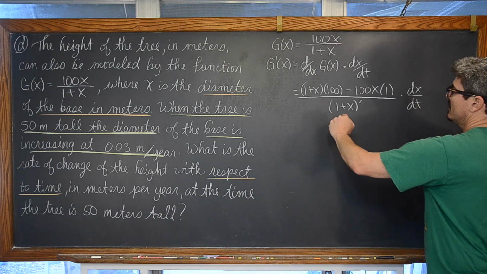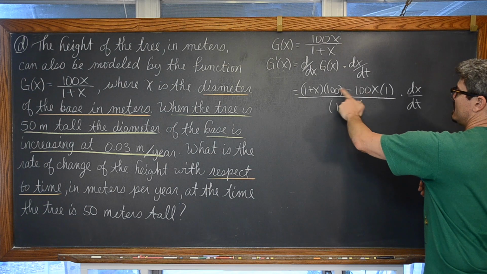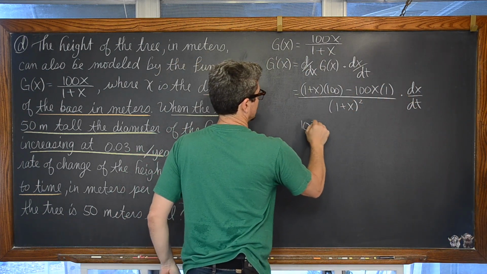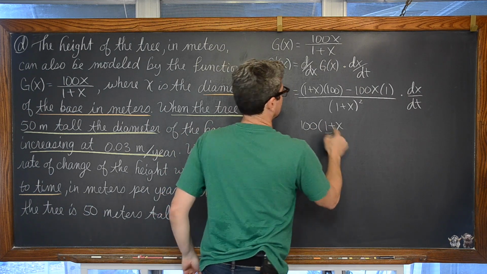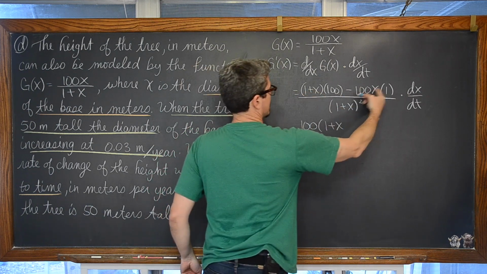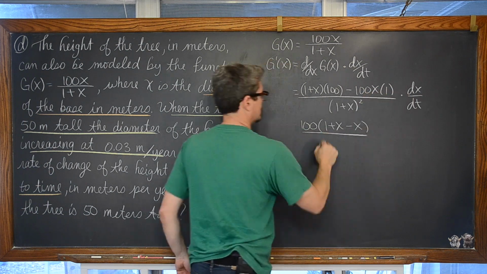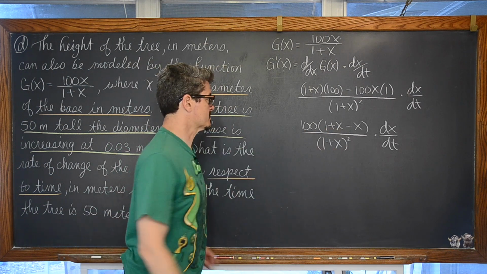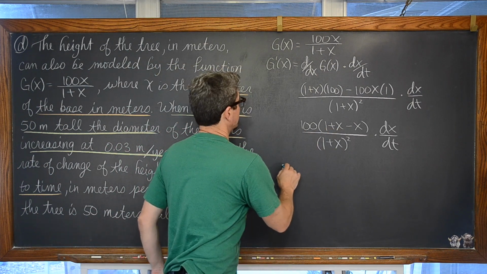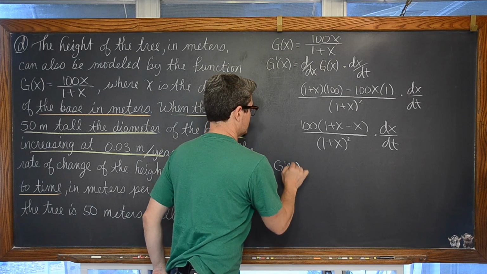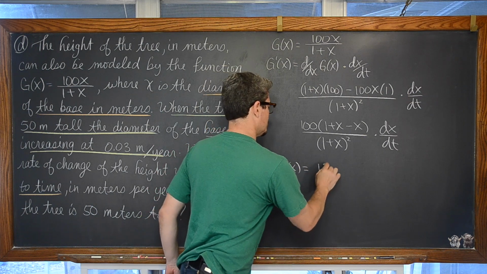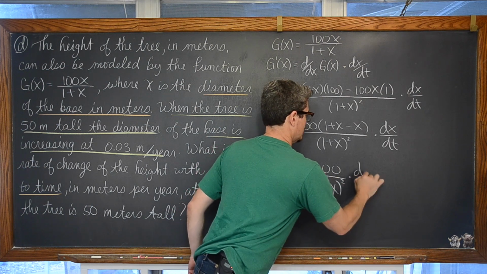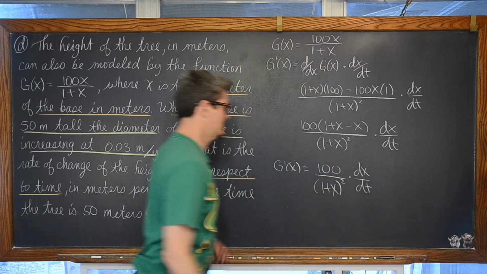Working with this now, we have two terms, both of which have a common factor of 100, so we're going to go ahead and factor that out. Taking a factor of 100 out of here, taking a factor of 100 out of here, oh, and this is cleaned up quite nice. We have an x minus x, which is equal to 0, so we have that g prime of x is equal to 100 over 1 plus x squared, times dx/dt.